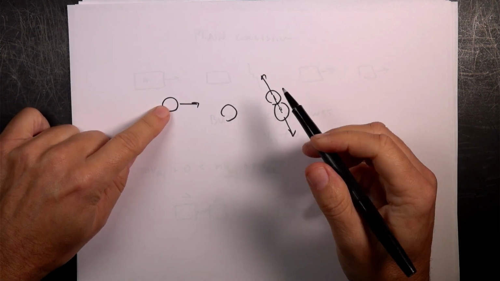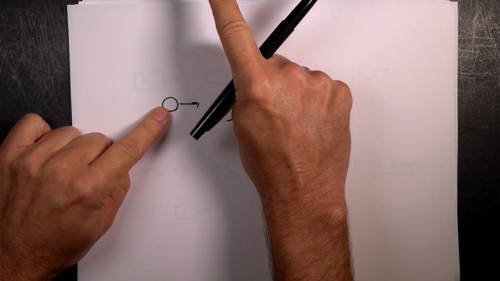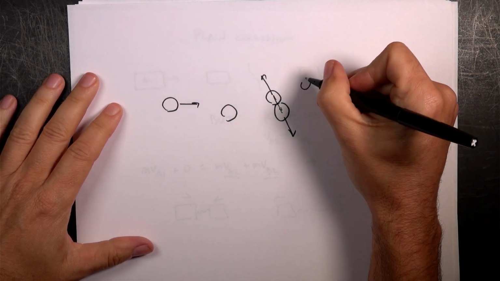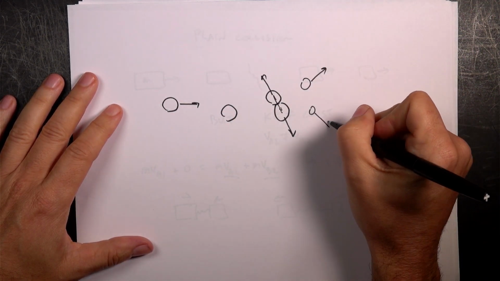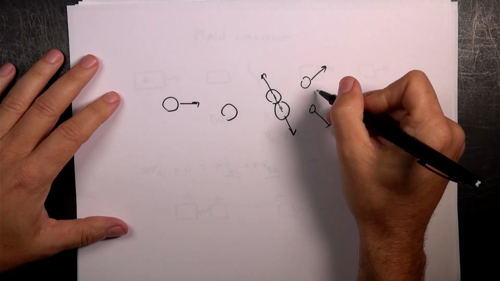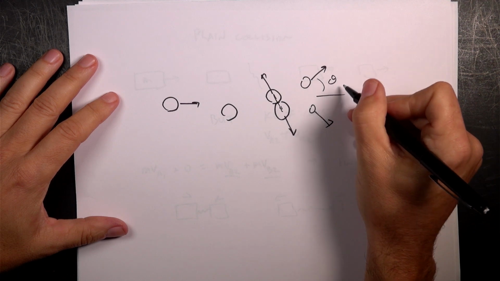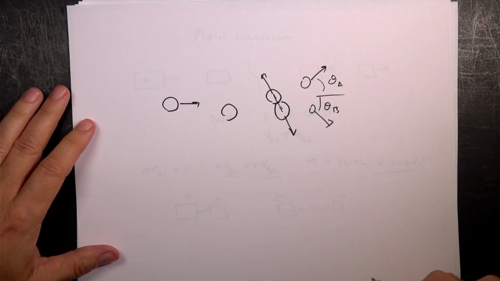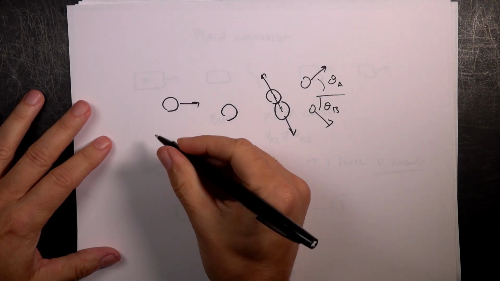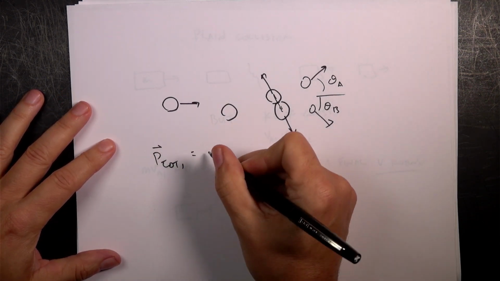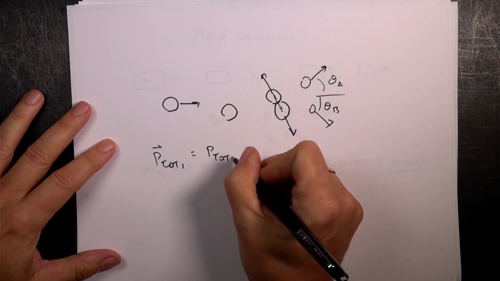So this is going to be the change in momentum in this direction. This is going to change momentum in that direction. So they will actually move off like that. So if I know these angles, theta, let's call this theta A and theta B, I can still do conservation of momentum. I can still say P total 1 equals P total 2.